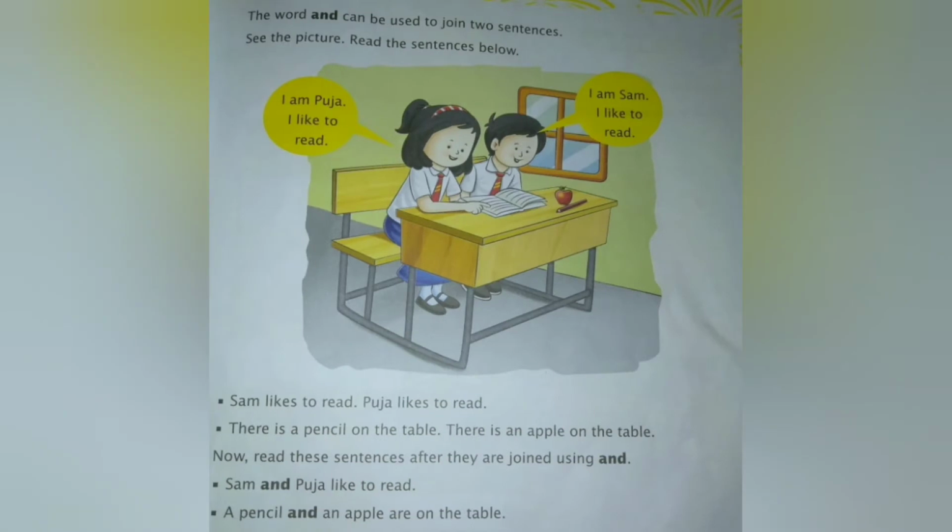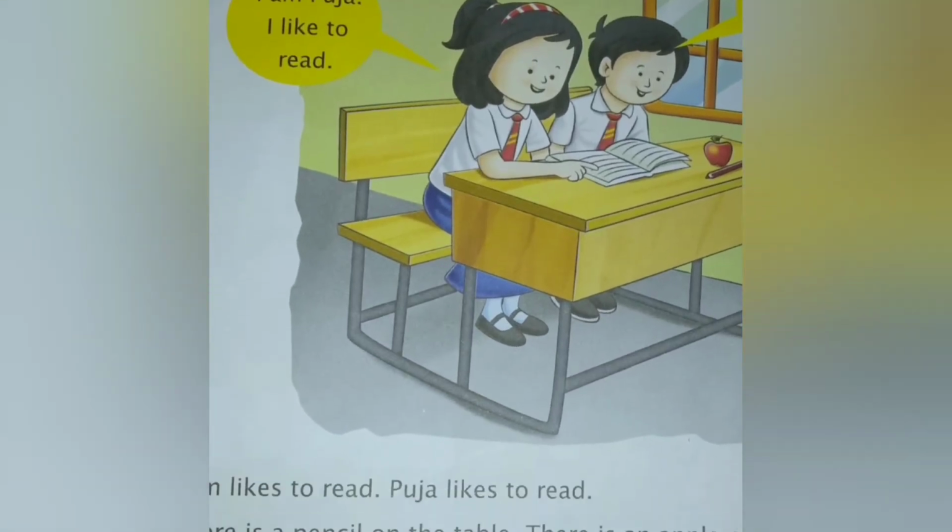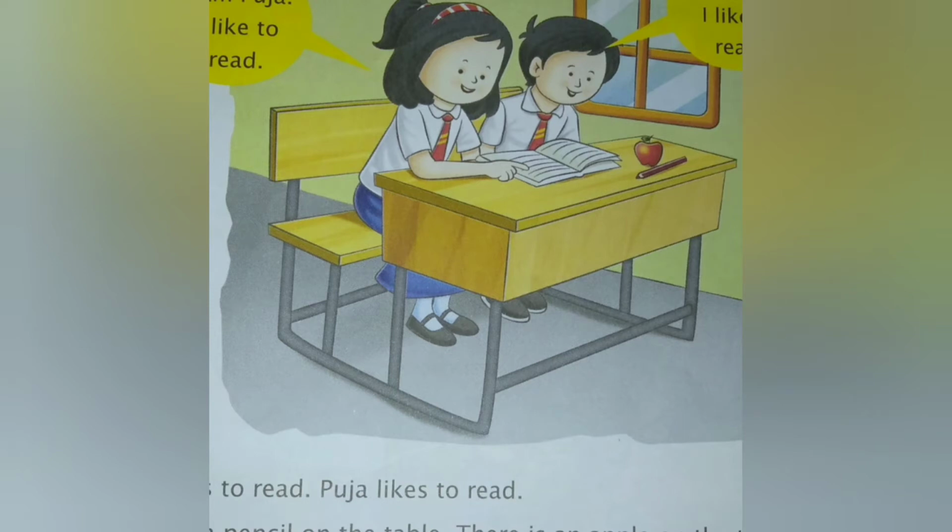Page number 39. See there. Let's read that. The word 'and' can be used to join two sentences. So it is not only for words; it is used to join two sentences. See the picture. Read the sentences below. Now we are going to try that. Here, two of them are there.